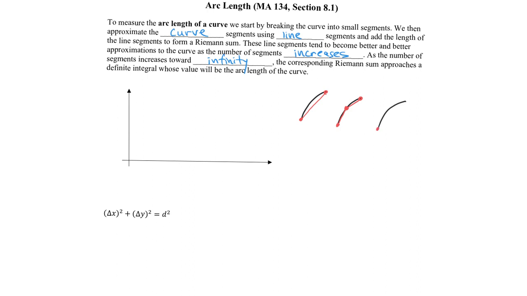And of course, if you wanted to make it even better, you just break it up into more line segments, right? Same as pretty much what we always do in calculus. We break it up into many pieces and add together the little pieces. So that's the general idea.